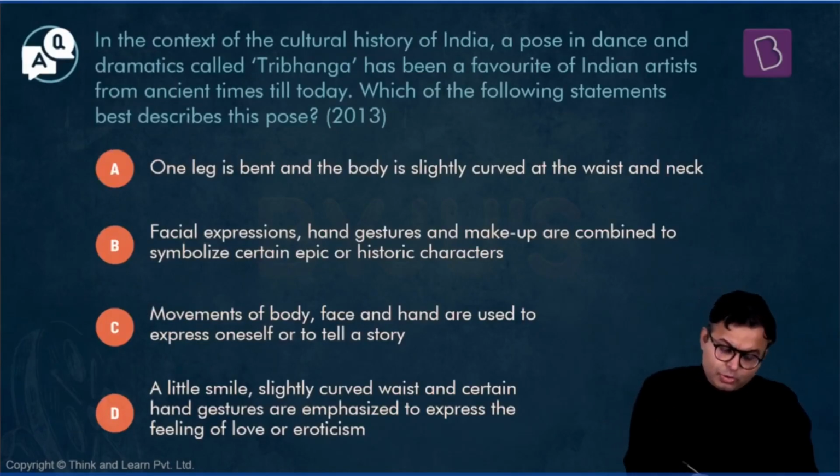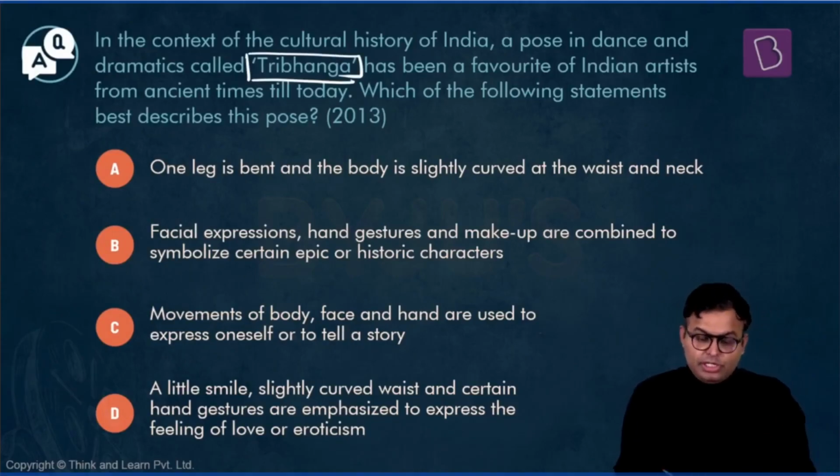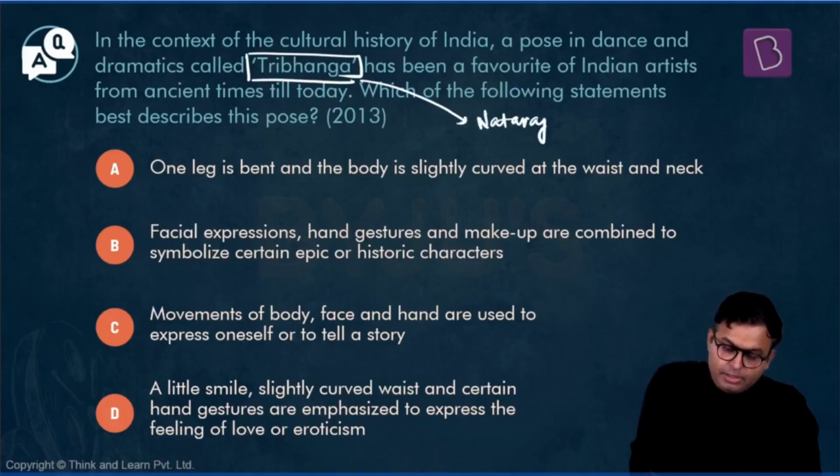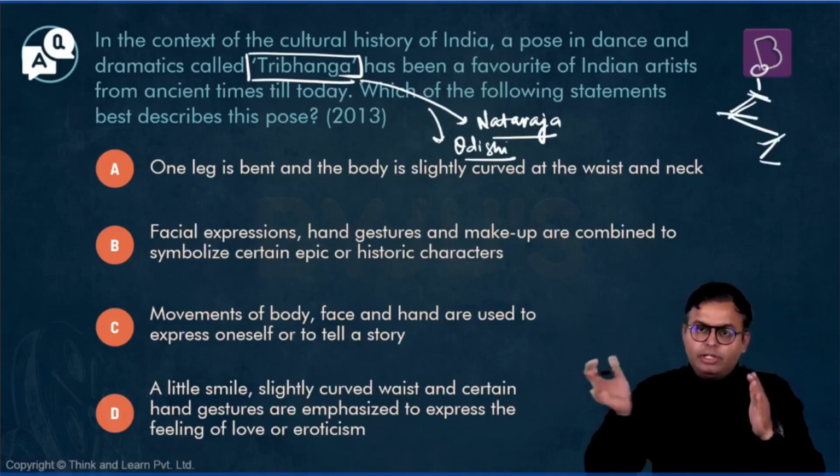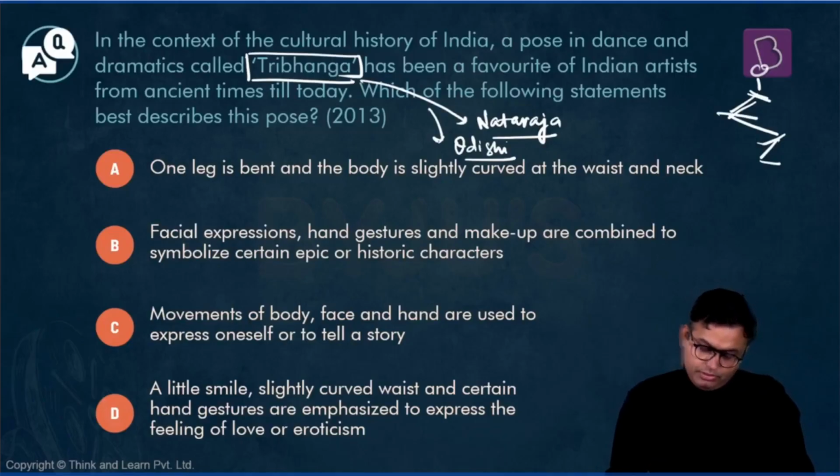Another question with respect to a famous posture, Tribhang. Tribhang is something that we associate with the dancing pose of Lord Nataraja. It is also found in various classical dances, especially in Odissi. What is Tribhang? Tribhang is a posture where the body is bent at three portions: one at the neck, then at the waist, and then at the leg, at the knee. So the waist, neck, and leg are all in different directions. This is the Tribhang posture, and the answer is A.